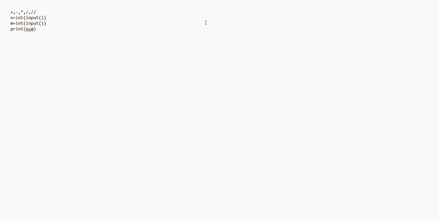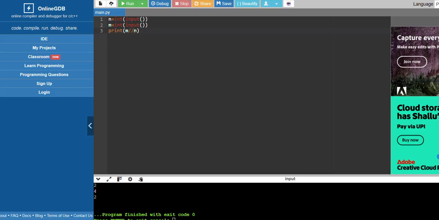Let us see what output it prints. First, we print plus, that is addition. Input I can give 2, 3. 2 plus 3? 5. Yeah, exactly.